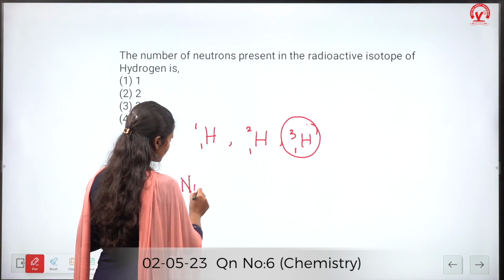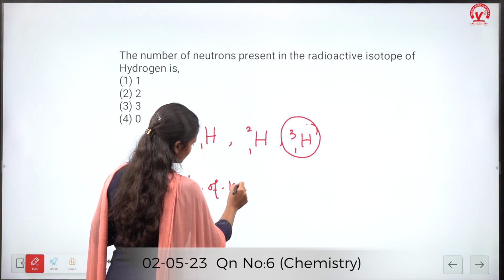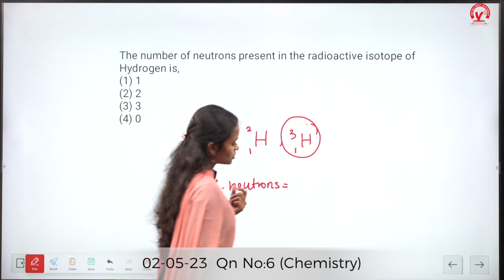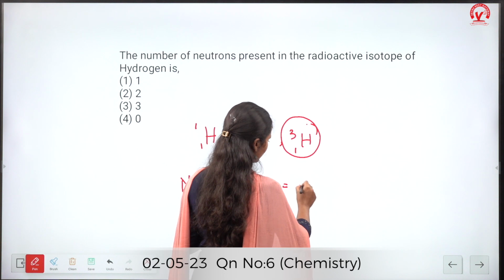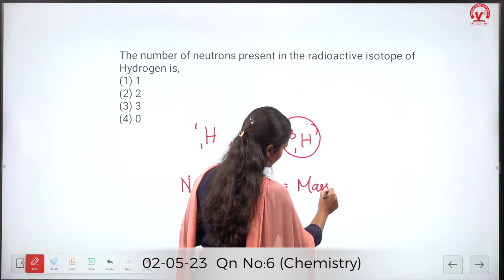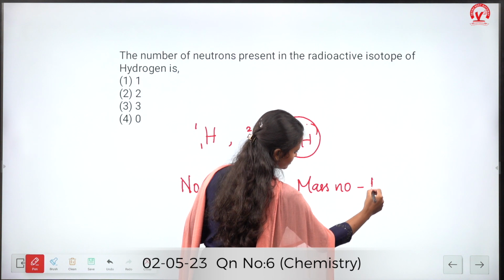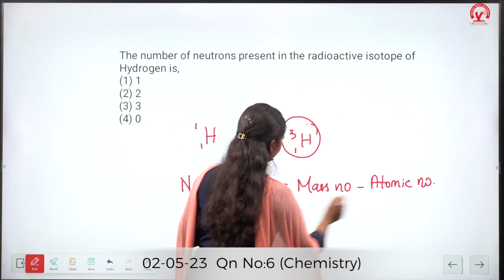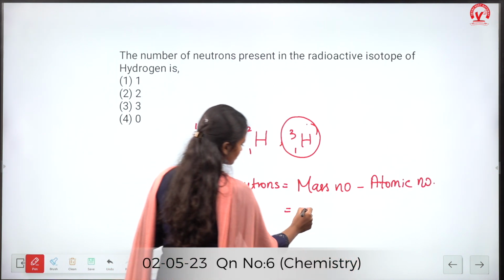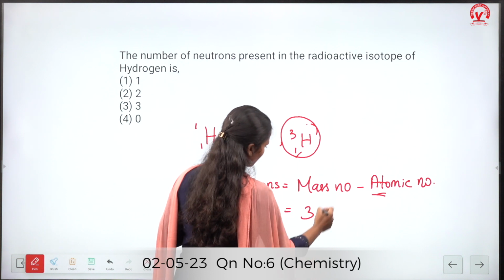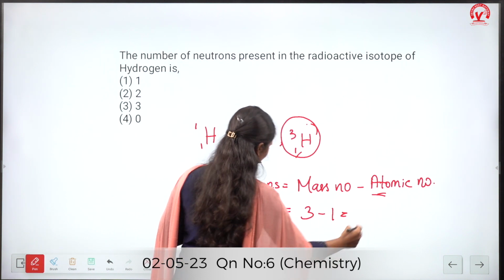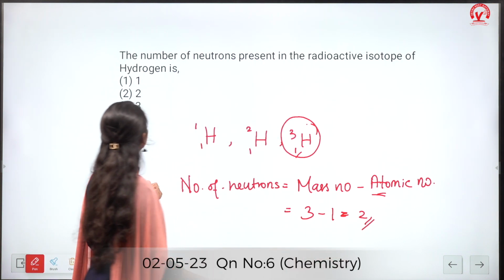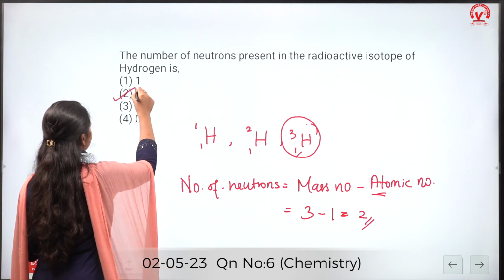This number of neutrons is calculated from the subtraction of atomic number from mass number. Mass number minus atomic number. Here what is the mass number? That is 3. Atomic number is 1. So the total number of neutrons present in this isotope is 2. So option 2 is correct.